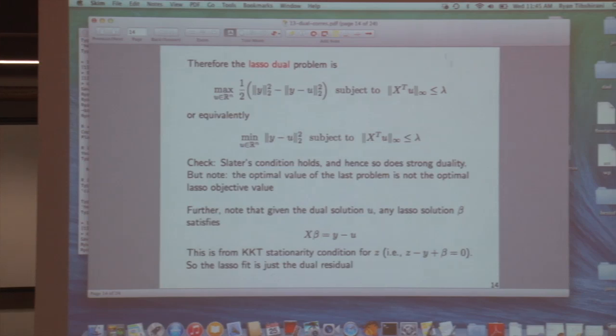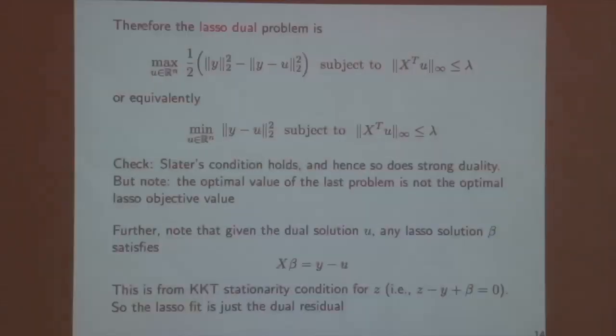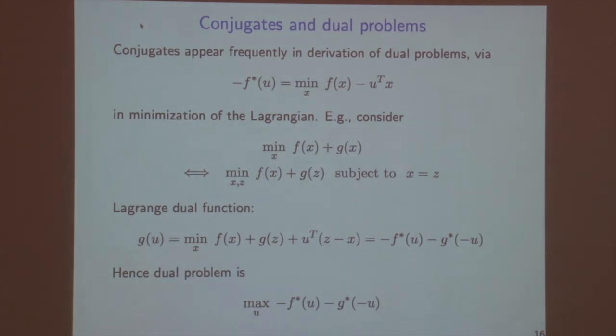Just check the time. OK, so we have a few minutes left. Let me tell you about conjugates and dual problems. This is the most important point. We're going to skip the dual cone stuff. It's not as important. So conjugates pop up all the time in the derivation of dual problems because the negative conjugate of f is equal to the minimum over all x of f of x minus u transpose x. This is just given by taking the negative sign on each side of the equality that's defining conjugates.